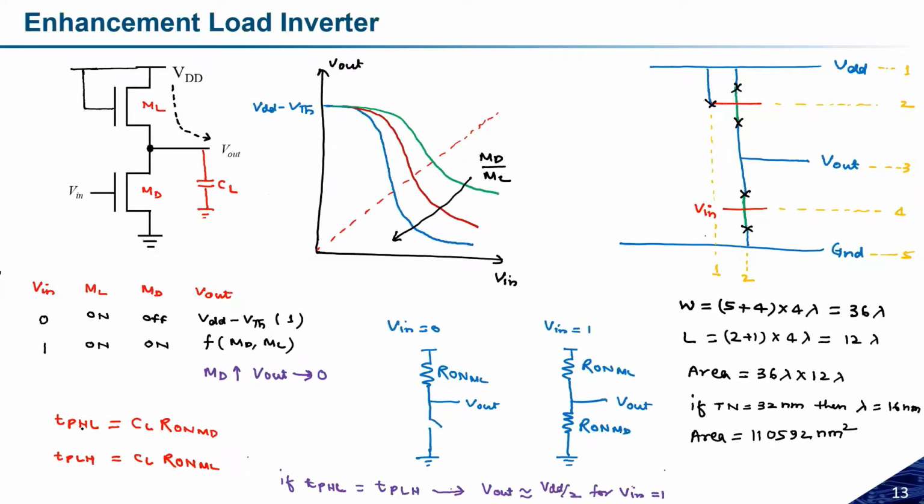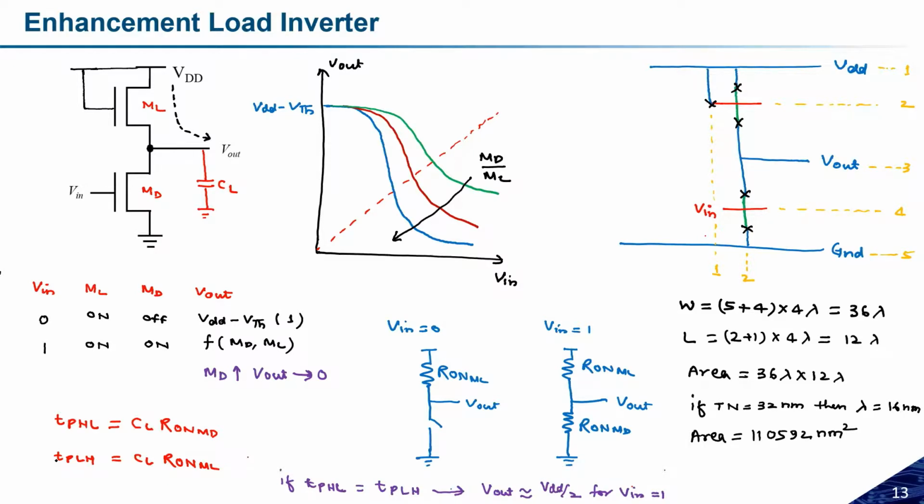Let me go back to the previous slide. So if the size of MD is very high, what it means is the R on MD will be less, which means the TPHL will be less. So in that case, TPLH will dominate the frequency calculation, and vice versa. Whichever is the highest, TPLH or TPHL, that will decide the maximum frequency.